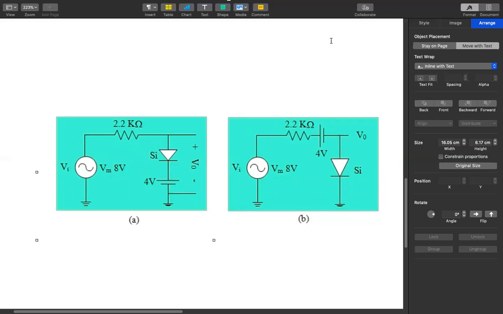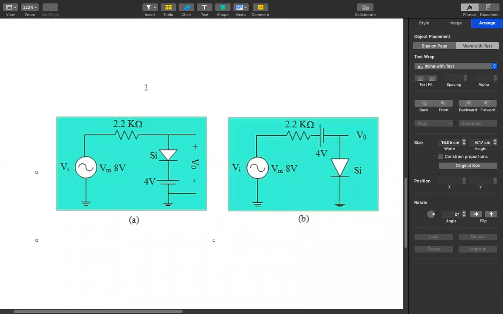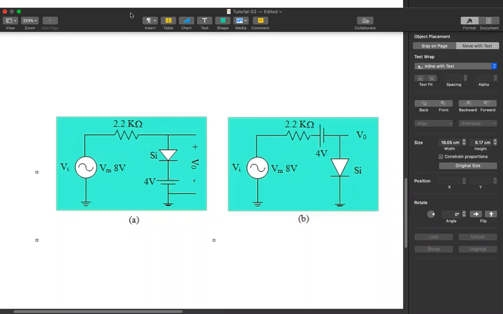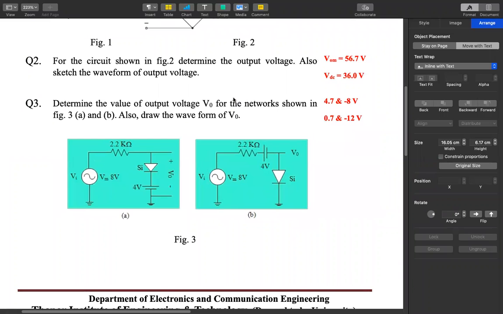So in first part output voltage is 15 milliampere. Yes, you have to calculate the value of V naught, not the current. Basically, it is asking you the maximum voltage that you will get here. So you would draw the waveform V naught and you will get all the answers of this part.